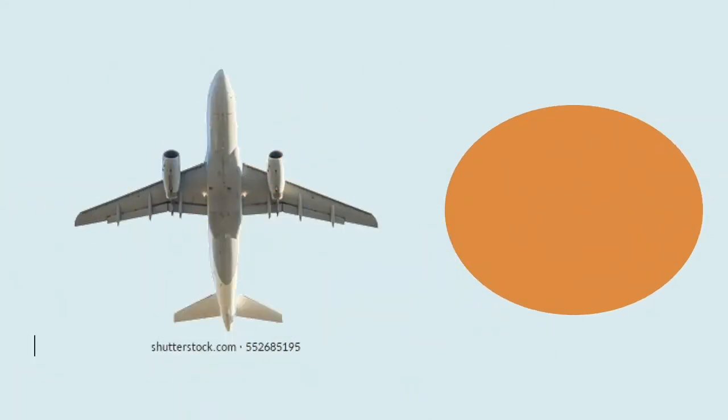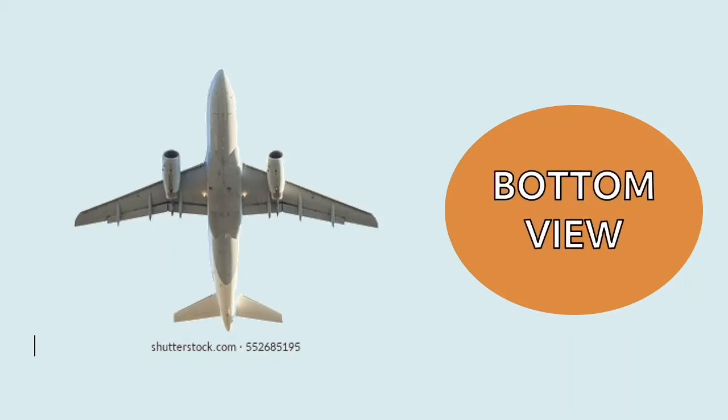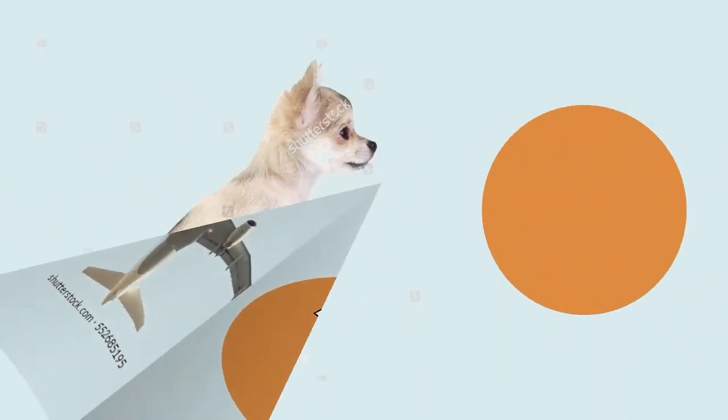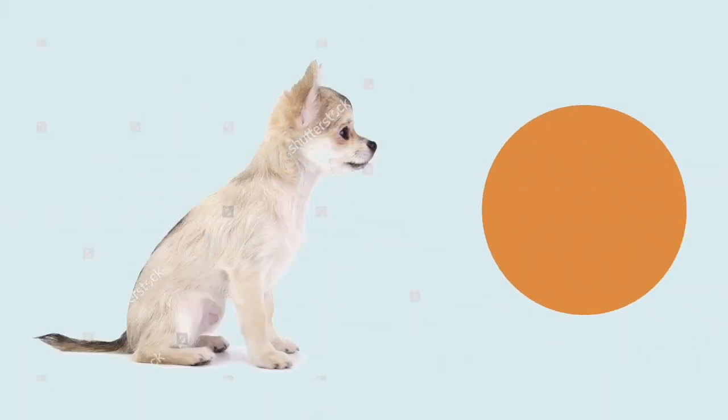Next, now it's the plain top view or the bottom view. This might be confusing for you. Yes, come on, write down in the comments below. Okay, right, it's the bottom view. Yes, now that's a puppy. Which view? Yes, side view. Good.